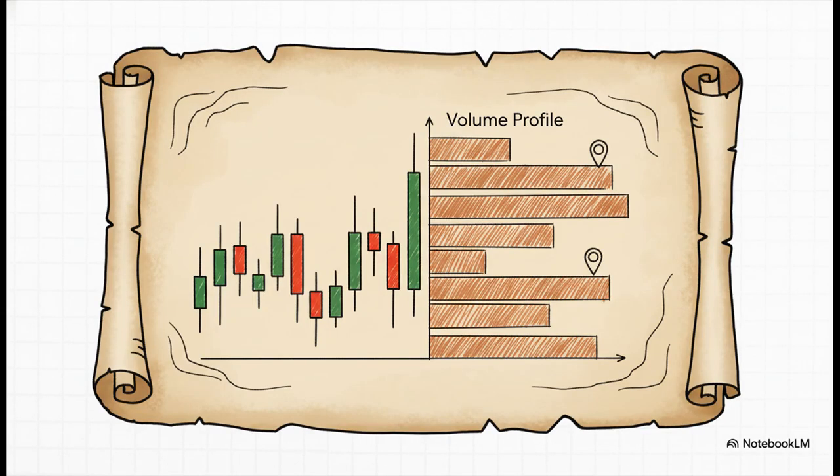First up, volume profile. This is basically your market history book. It shows you at a glance which price levels have been the most popular places to trade in the past. It's a map of where the market has found value before, and those zones are often super important.